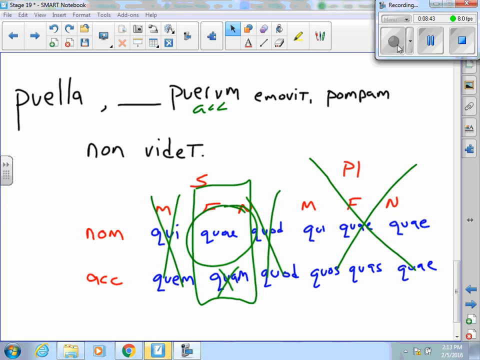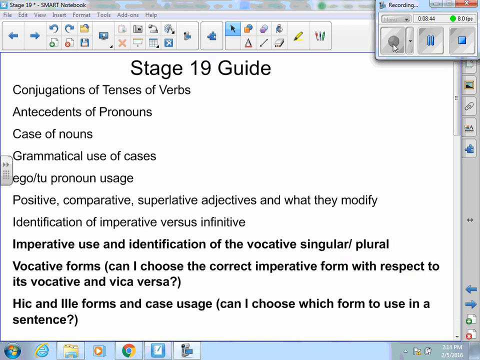Cases of nouns, especially being able to determine the nominative and the vocative. We took that big noun chart, or that big ending chart. That's what we're going to be using. Grammatical uses of cases are important as well.